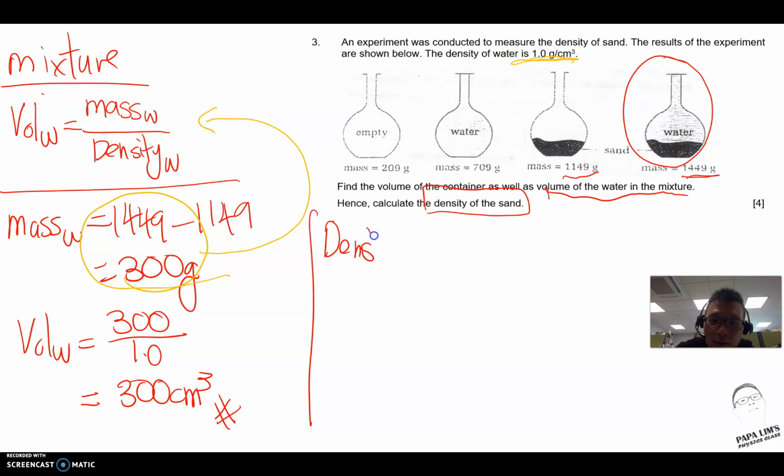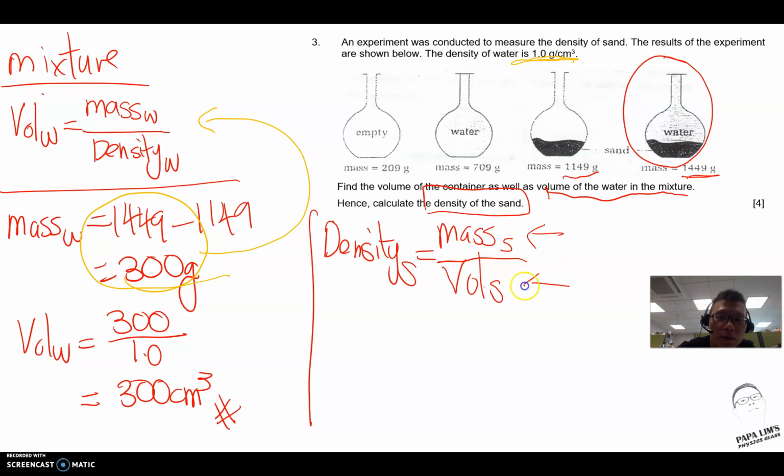The sand, same thing. You look at the math, I will need the mass of the sand divided by the volume of the sand. So what we are looking at here is that I need these two variables: first, and second. If we have these two variables, we will be able to solve the answer here. So now let's look at it.